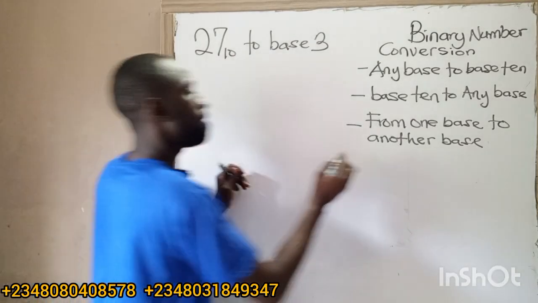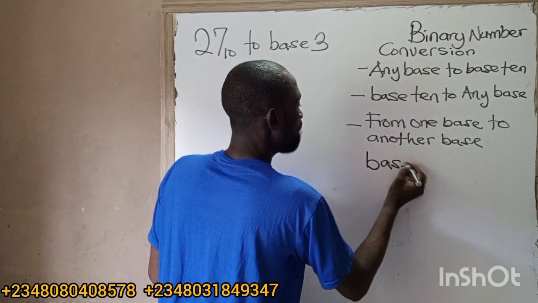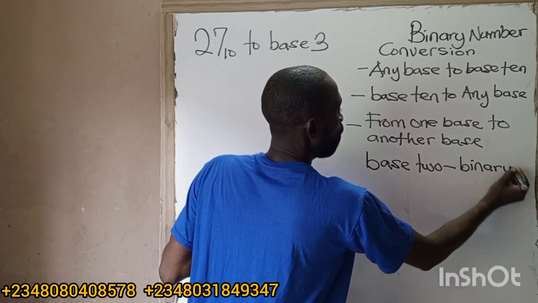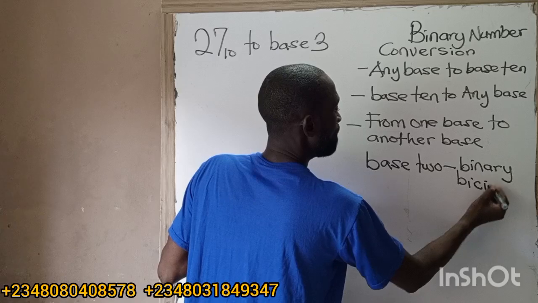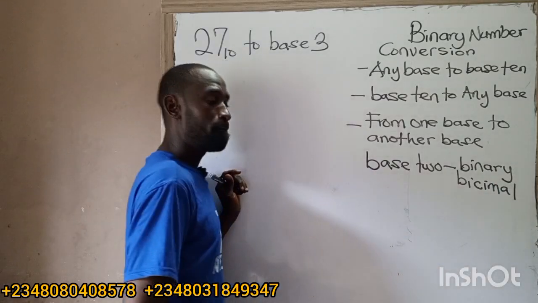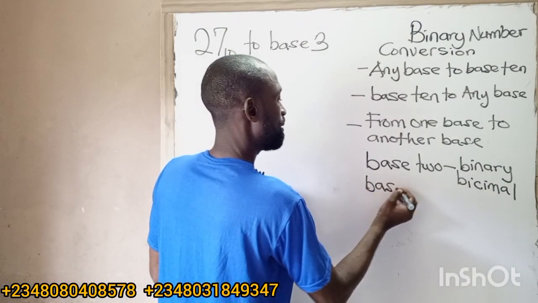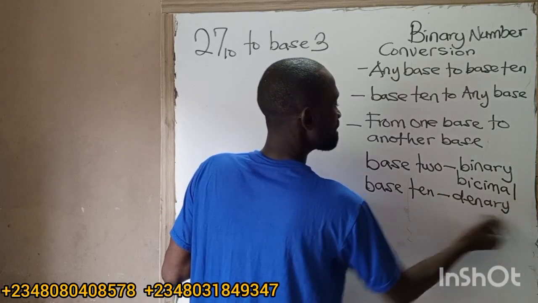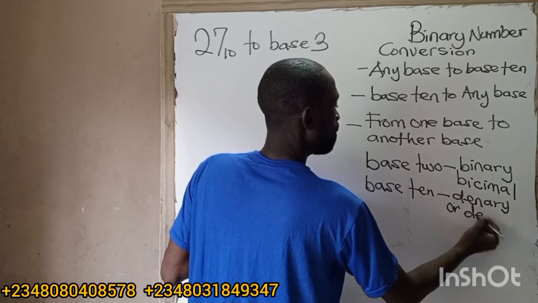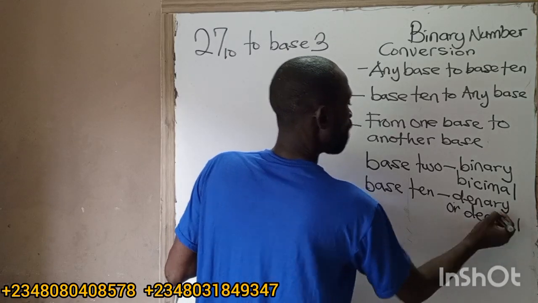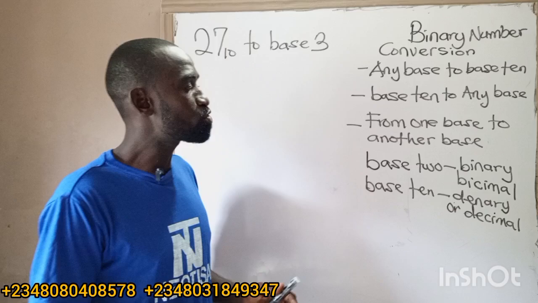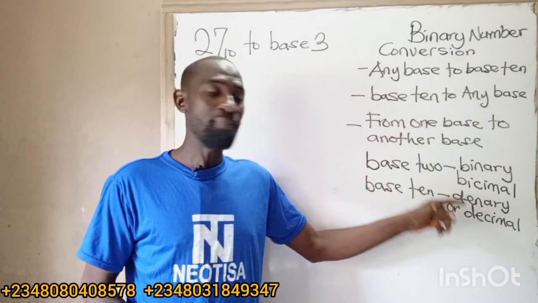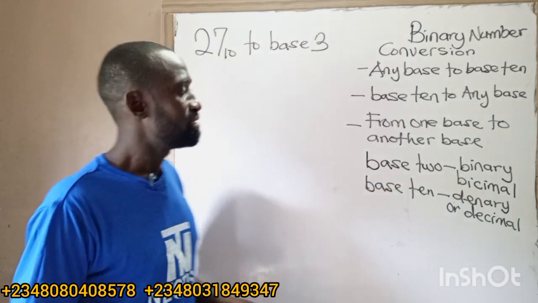Now, take note. Base 2 is called binary, or bicimal. Then base 10 is called denary or decimal. So whenever you are asked to convert to binary, it means we are being asked to convert to base 2. Whenever you are asked to convert to denary, we are being asked to convert to base 10.